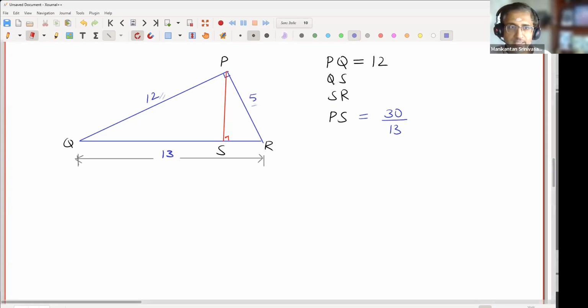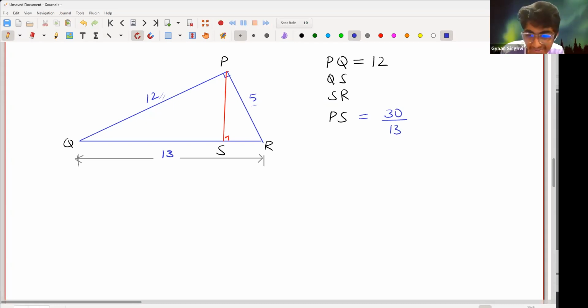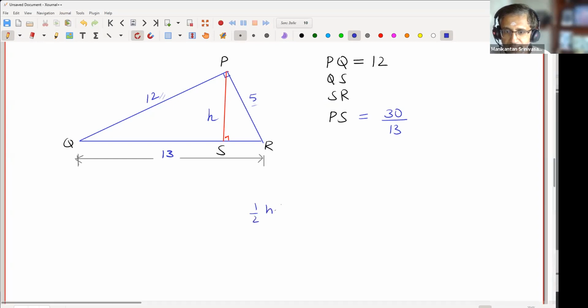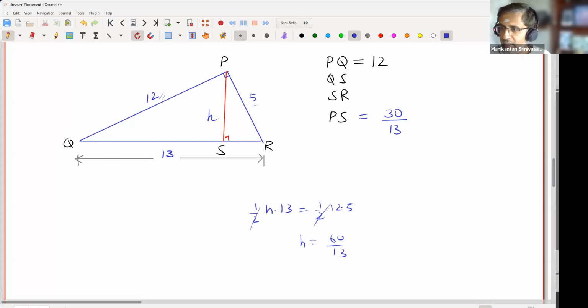It's 60 by 13, as Arnav was telling. Can you tell me what your mistake was? You had the half in one place, but not in the other place. I took an extra half. Right. So just by area, let's say this was my H. Half into H into 13 equals half into 12 into 5, two ways of calculating the area. The half gets cancelled, so H is 60 by 13. That's using the area, but even using similarity. So 60 by 13 is approximately how much, Arnav? What is 60 by 13 approximately?